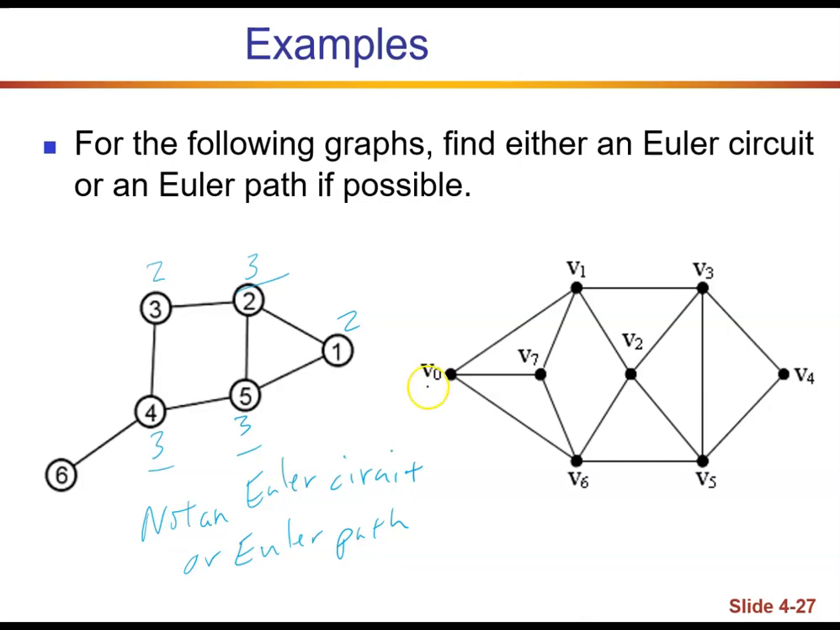But since this V sub 0 and V sub 7 had the odd degrees, I need to start and stop with one of those. Hopefully that makes sense, because every single time I go into a vertex, I have to be able to leave it, and I won't be able to do that at an odd vertex. So I'm going to just start here at the V7, and I'm going to just start picking a direction to go. So I'm going to go up here to V1, then I'm going to go to V2 for no particular reason. Then I can go down here to V6.